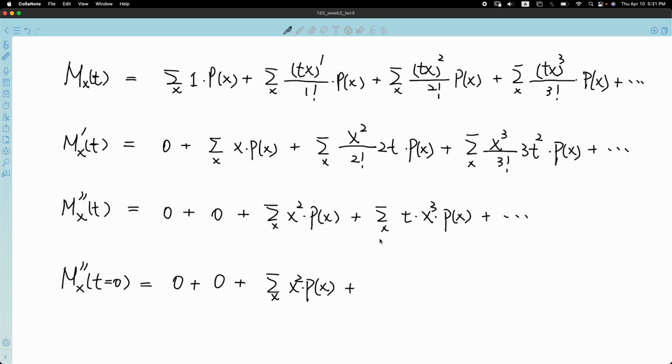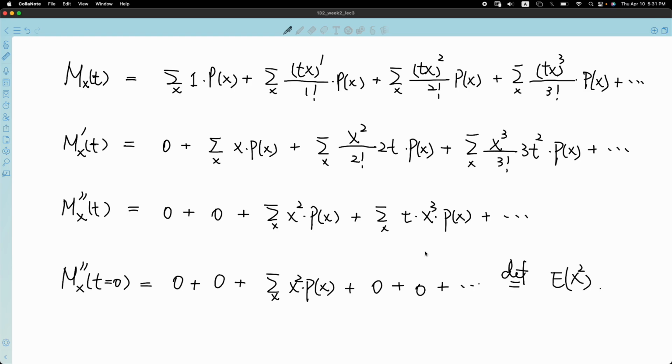What is the result for the 4th term here? 0, right? What about the 5th term or all the other terms? All zeros, right? They're all involving t, but right now we set all the t equal to 0. So all the terms after the 3rd term become 0. And then the first 2 terms are also 0. So what does this equal to by definition? This is just the 2nd moment, right?